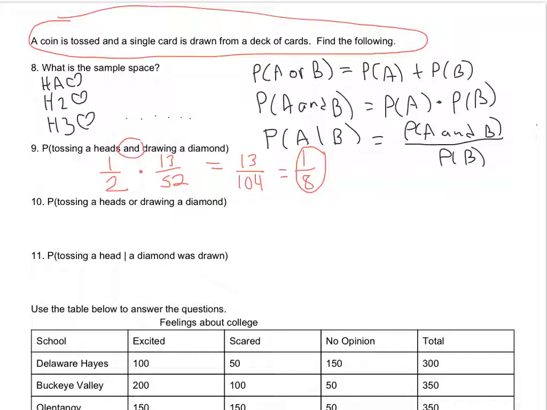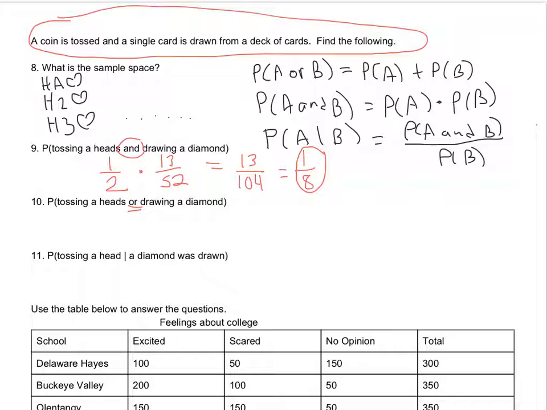Now if we think about the probability of getting a head or a diamond, this is a little different, because since it's an or, we're talking about being mutually exclusive. So we're saying, are there any outcomes where you can have both a head and a diamond? And the answer would be yes. There are lots of head-diamond combinations: head, ace of diamonds, head, 2 of diamonds, all these.